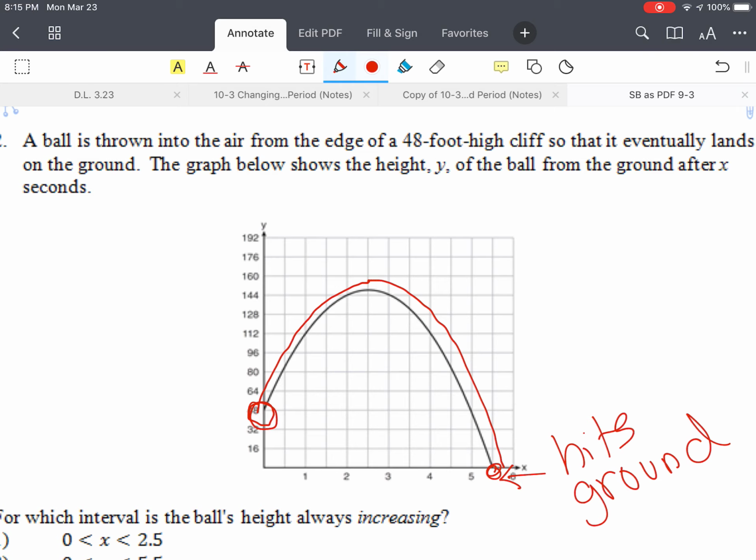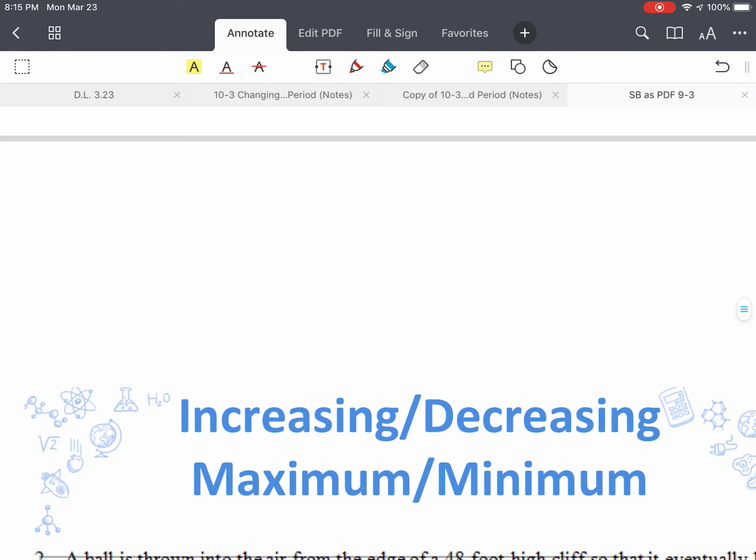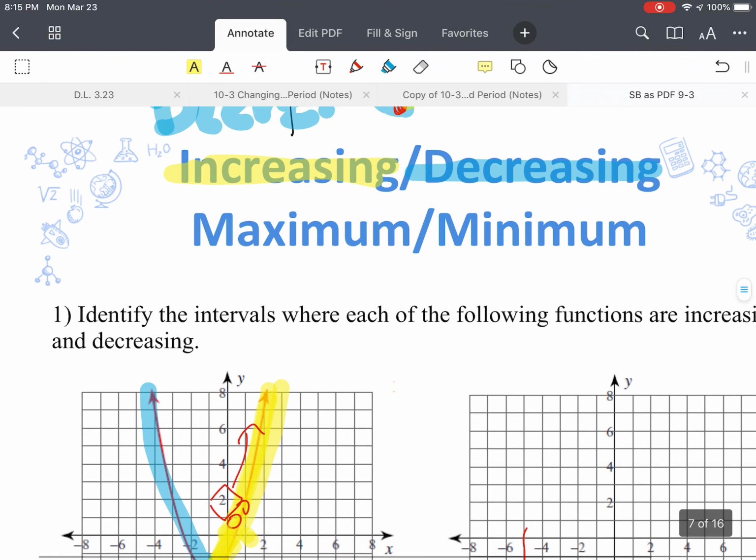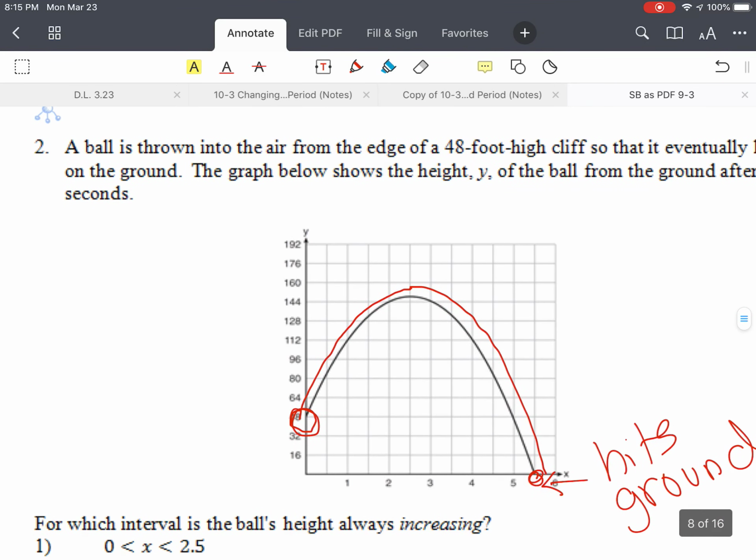Okay. It's asking me for which interval is the ball's height always increasing. So we did increasing in yellow. So let's keep that consistent. So it looks like it's increasing from when it was kicked from the cliff all the way until it reaches the highest point. So it's increasing this whole time.